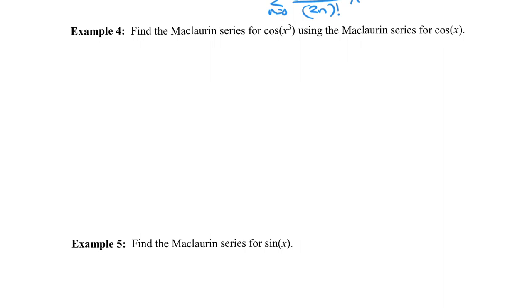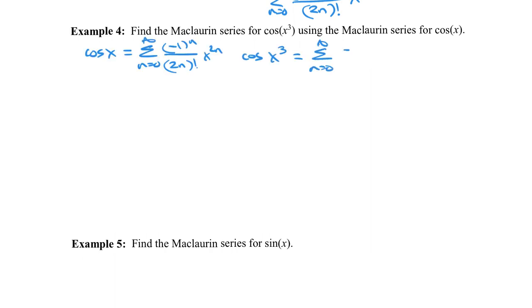So let's just start off and use our sigma notation. The sum from n equals 0 to infinity of negative 1 to the n over 2n factorial times x to the 2n. So then for cosine of x cubed, wherever I see an x, I'm going to put an x cubed. Well, if I have x cubed to the 2n, that's just x to the 6n. All right, pretty easy. So sigma notation looks like that.